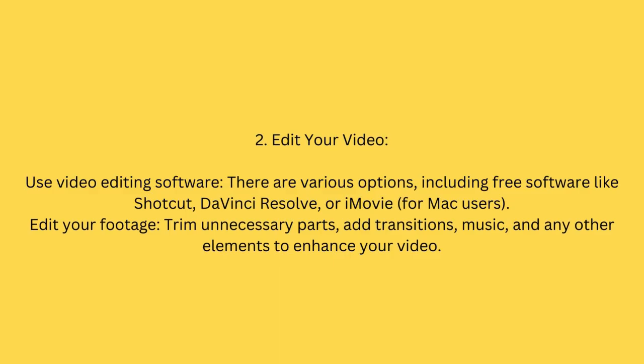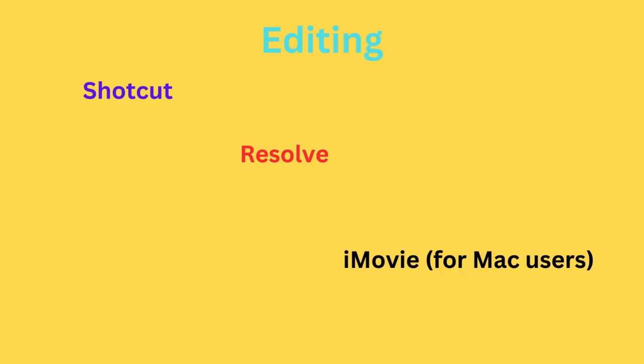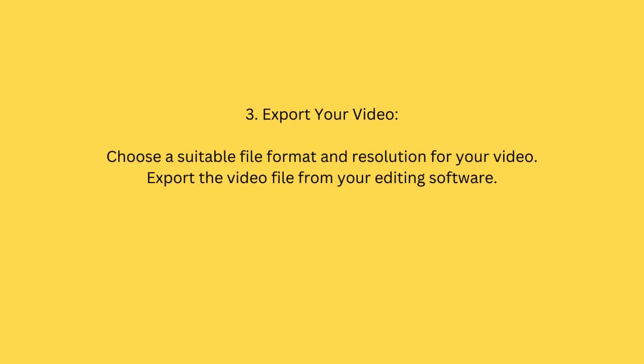2. Edit your video. Use video editing software. There are various options, including free software like Shotcut, DaVinci Resolve, or iMovie for Mac users. Edit your footage, trim unnecessary parts, add transitions, music, and any other elements to enhance your video. 3. Export your video. Choose a suitable file format and resolution for your video. Export the video file from your editing software.